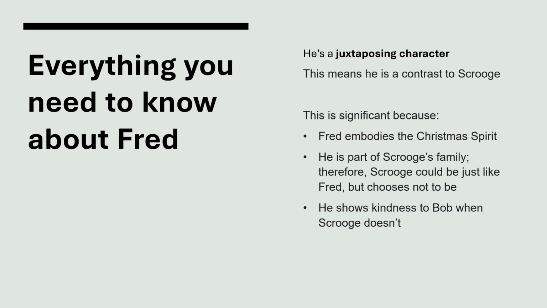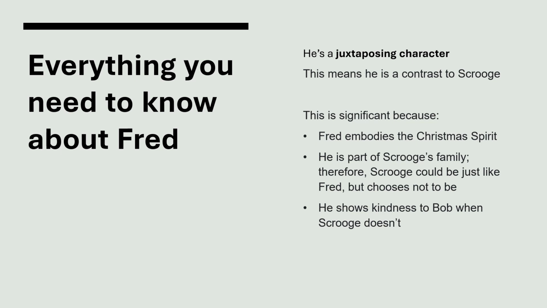family on Christmas. Now, Fred is part of Scrooge's family. He's his nephew, so he is the son of Scrooge's sister. And therefore, Scrooge is basically shying away from that family dynamic, and Scrooge could be just like Fred. He chooses not to be like Fred. So clearly there's enough happiness in Fred's life for him to have this Christmas spirit and be a nice person. Therefore it would make sense to say Scrooge had the option to turn out like Fred. He had the option to be like Fred, and he chose not to.